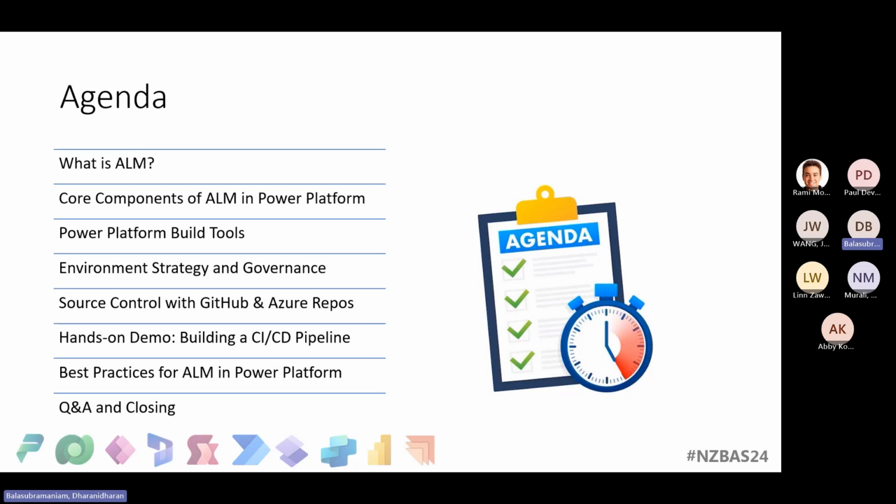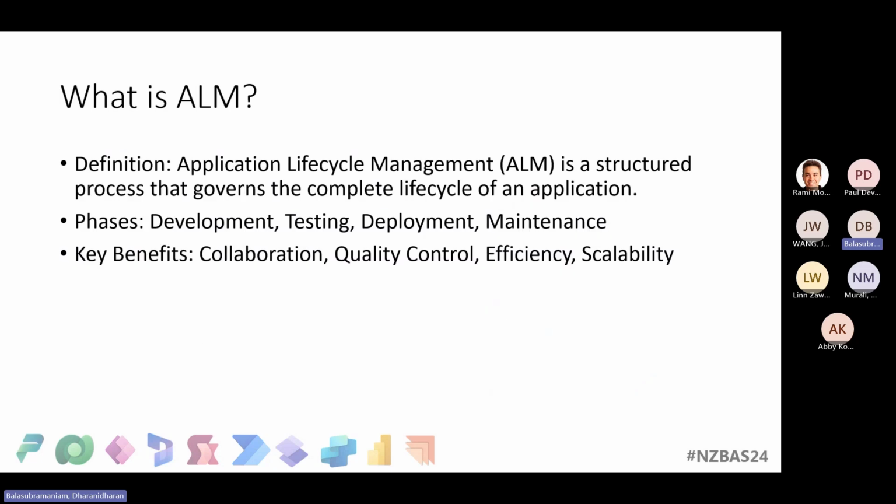So we have a lot to cover today, so I will keep things moving quickly while also pausing for any questions along the way. Let's jump in and start with the core concepts of ALM. To get us all on the same page, let's start with what we mean by ALM, or application lifecycle management. ALM is an essential framework that guides how we manage the entire life cycle of a project from the very starting stage, the development through testing and the deployment, and all the way to the maintenance and the updates.